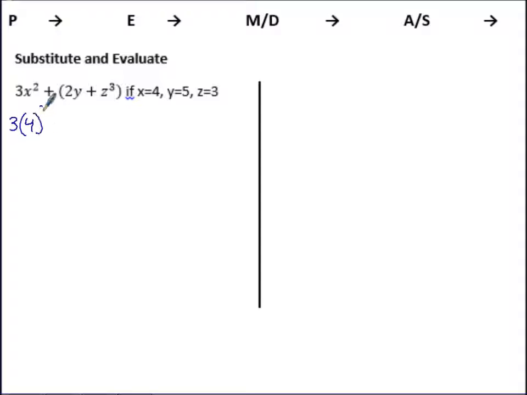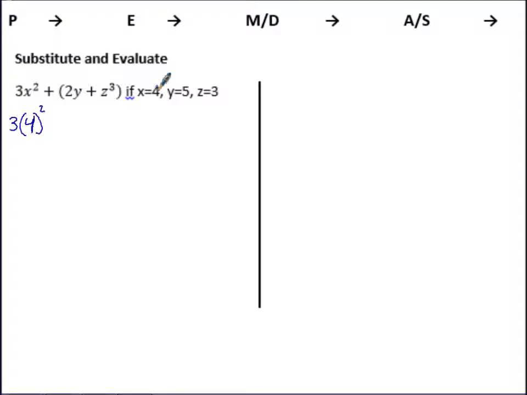And I'm going to put it in parentheses. It's just a good habit to get into because we have multiplication here. When I have 3 times x, I don't have to put a symbol in there. But if I wrote 3 next to a 4, it might look like 34 squared. So just get in the habit of putting everything in parentheses when you substitute.